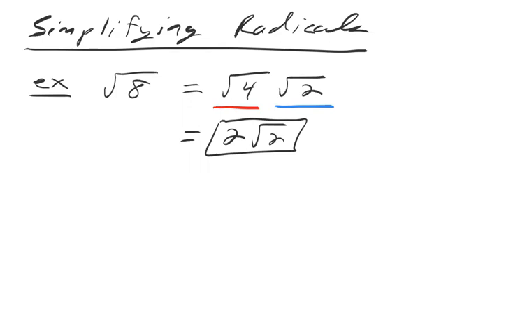So the strategy I'm using is, when I break up my 8 into 2 factors, I want at least one of them to be a perfect square, because then I can take that square root and get some numbers outside the square root. Okay, let's do another one.